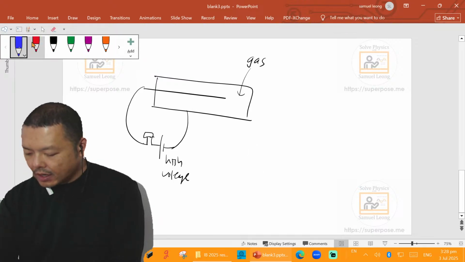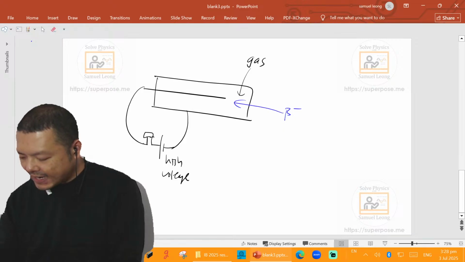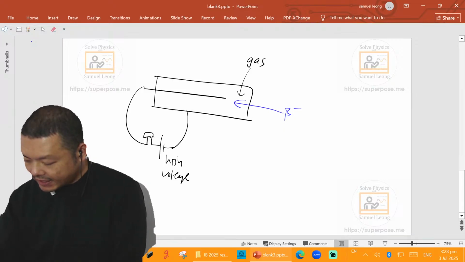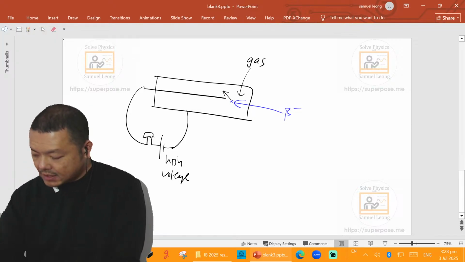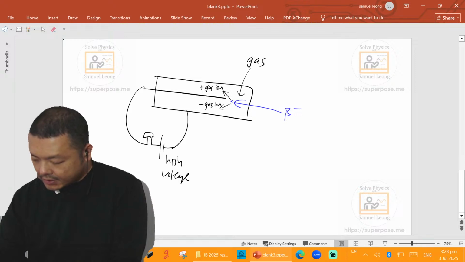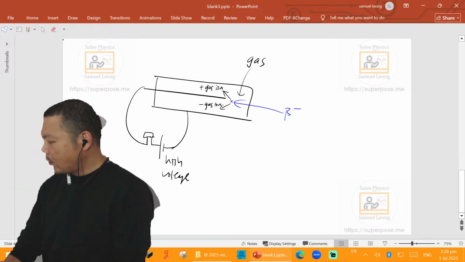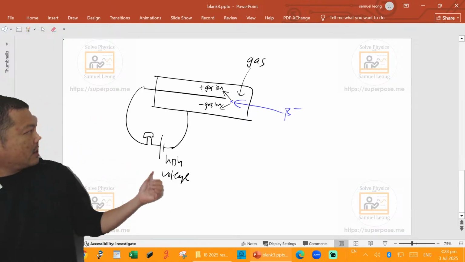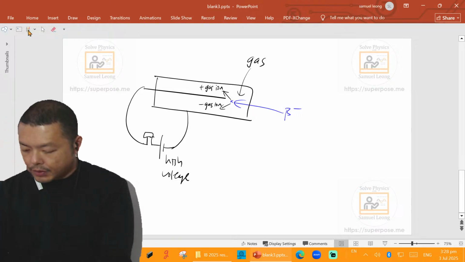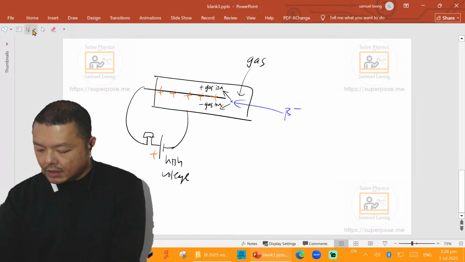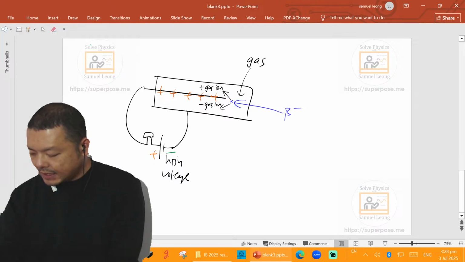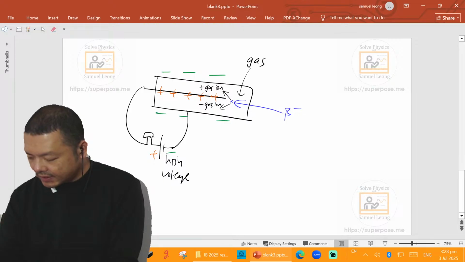What gas? Don't care. Let's say there's a beta particle and the beta particle flies in, for example. It hits one of the gas molecules and then it becomes a gas ion. This is a plus gas ion and a negative gas ion, like this. I don't know which ion becomes what, but essentially the central electrode is all positive, and the outer casing is negative.